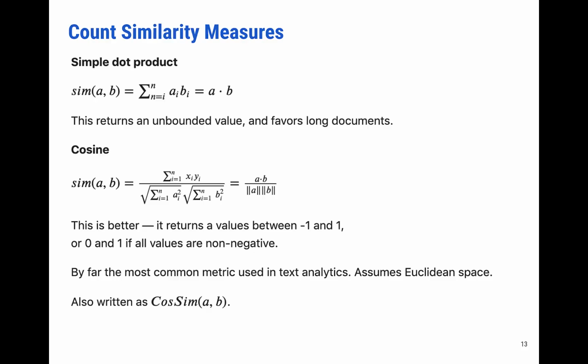This metric, cosine similarity, is extremely popular, and oftentimes it's written using the formula instead of sim. It's written as cosim(A, B). There's lots of variation in that notation, however, in the literature.